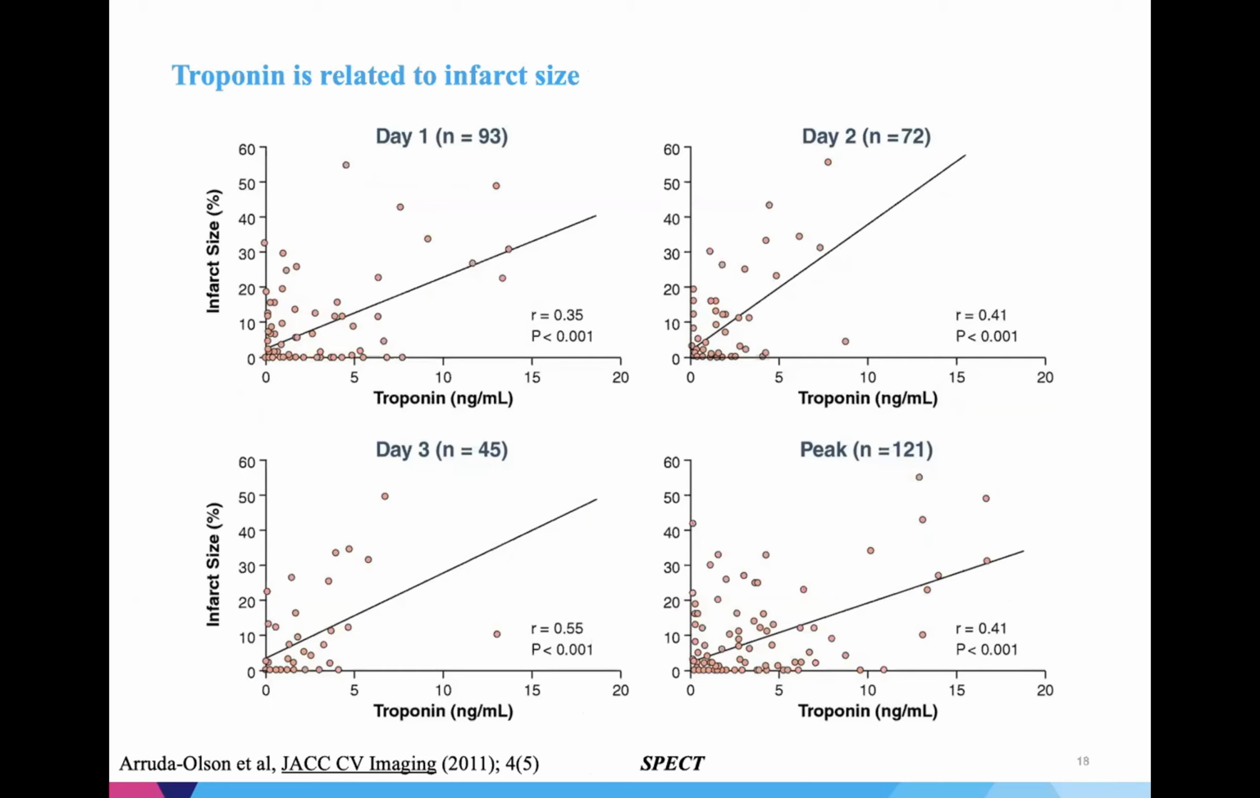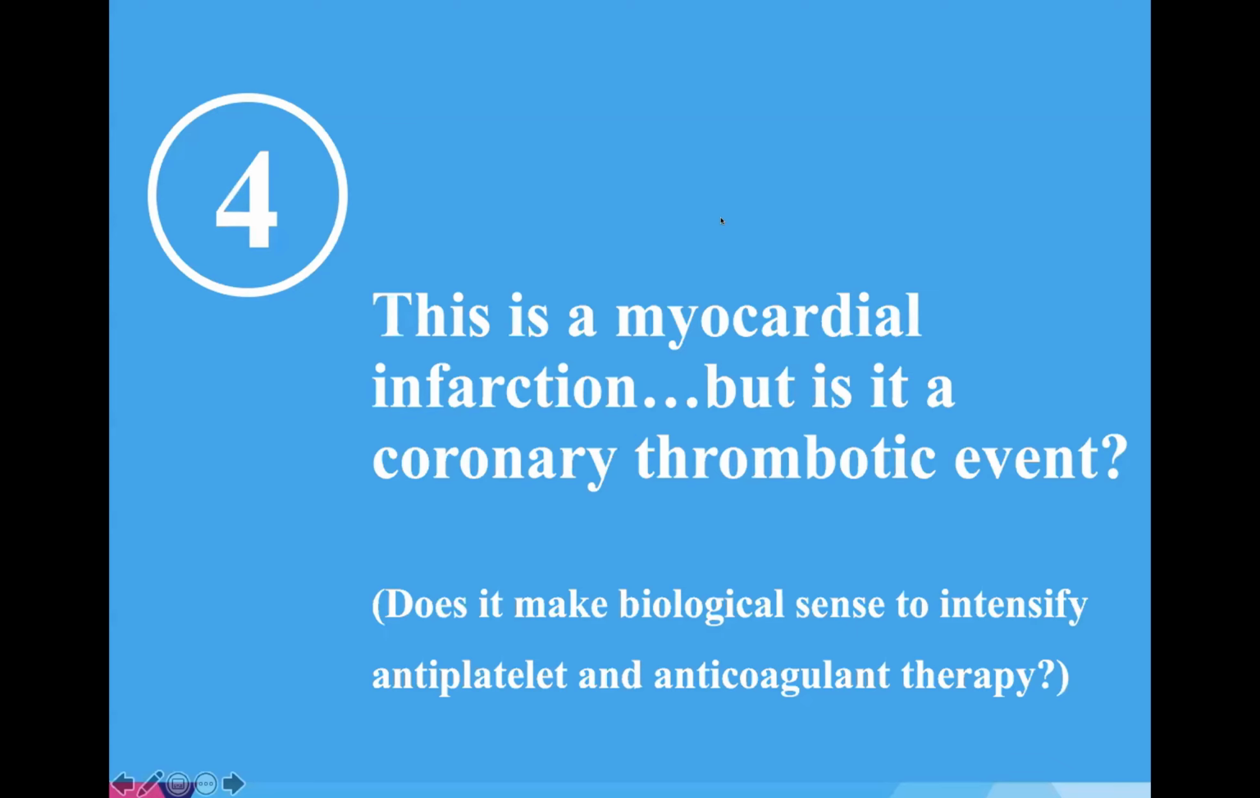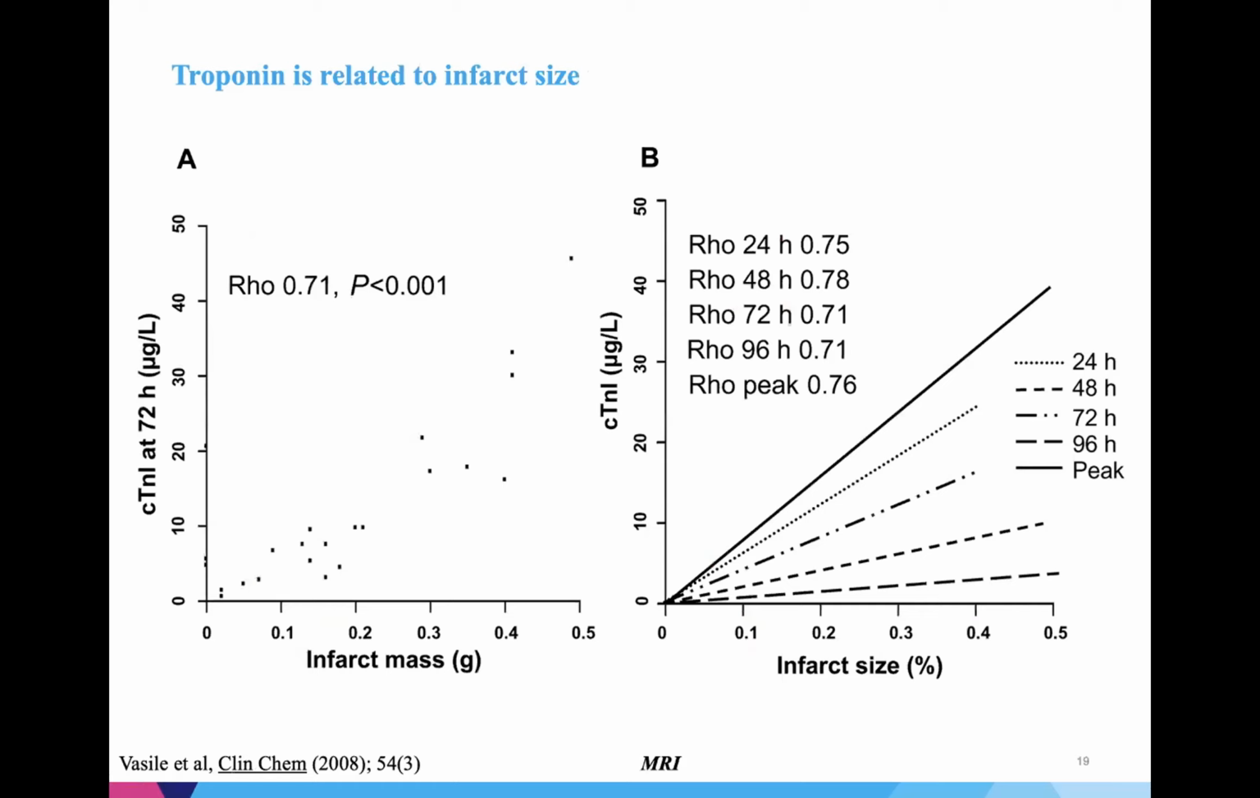So the height of the troponin matters, and it's a nice quantitative way of estimating the size of a myocardial infarction. On the screen here, what you're seeing is a correlation between the troponin level measured at various time points, day 1, day 2, day 3, or the overall peak, versus the size of an infarct as measured by SPECT. Now, SPECT is a little bit of a lower resolution imaging tool, and so it's not a very, very tight correlation, but there is a correlation that exists by SPECT, which is a nuclear test, between the height of the troponin and the size of the infarct.